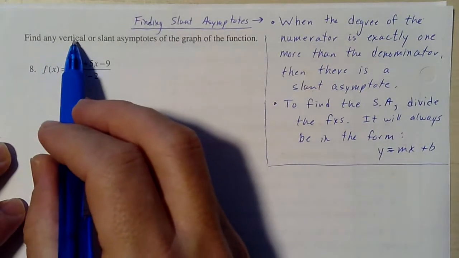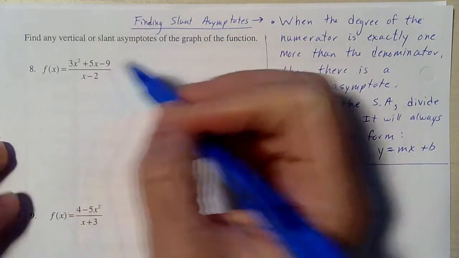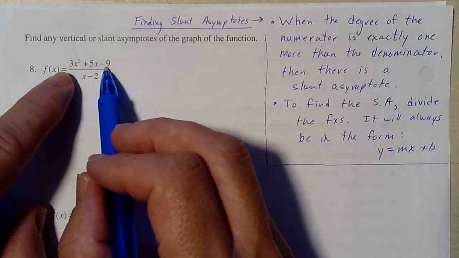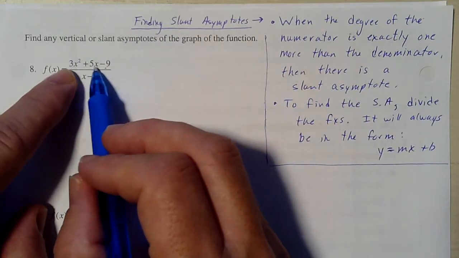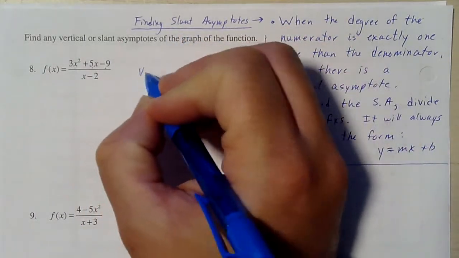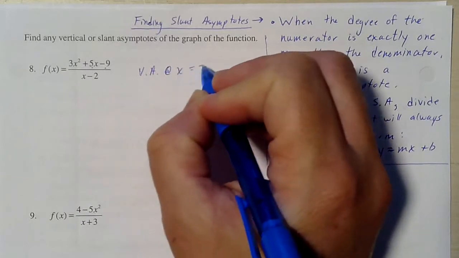Okay, let's start with the vertical asymptote. This should be pretty easy to see. You can also check to see if we can simplify this, but we actually can't. There are no factors of 27 that add up to 5, so there are no common factors. So the VA is simply going to be that 0 in the denominator, x equals 2.